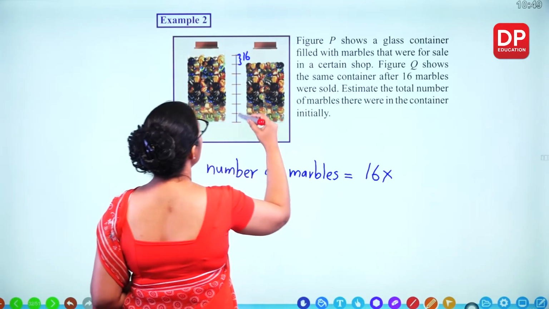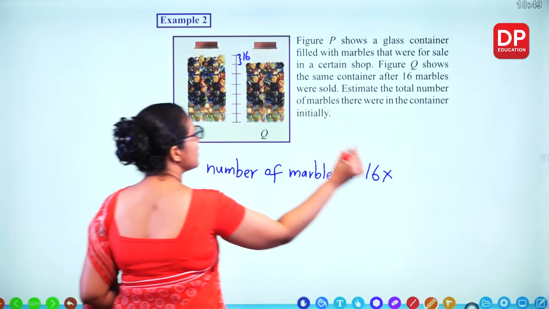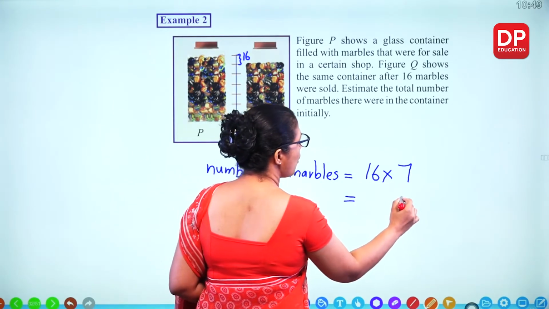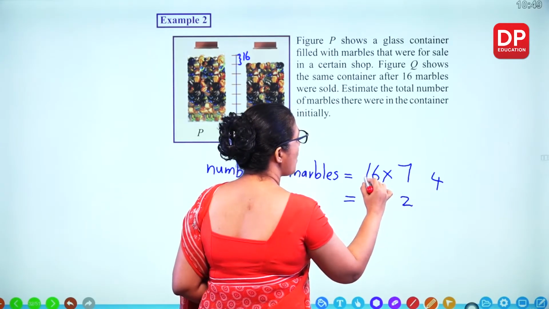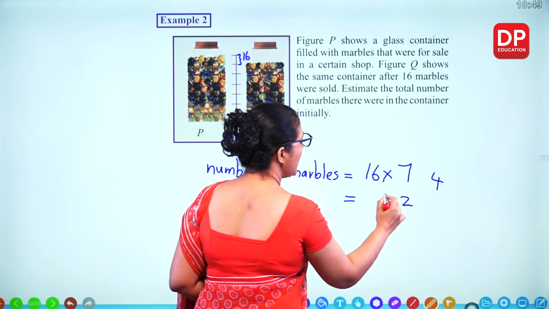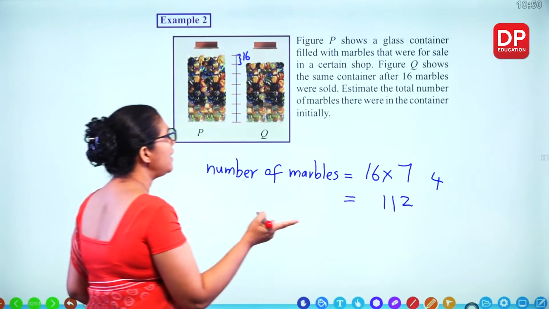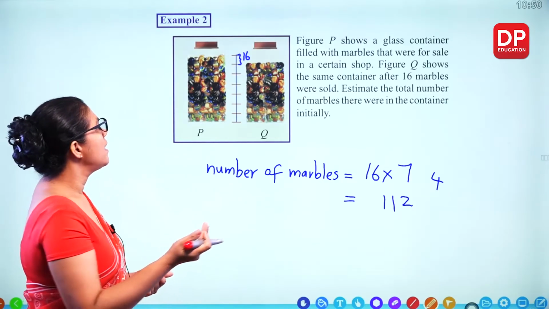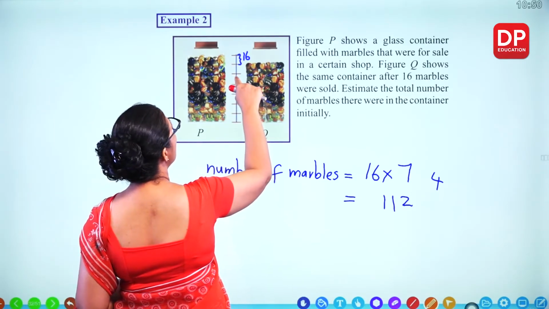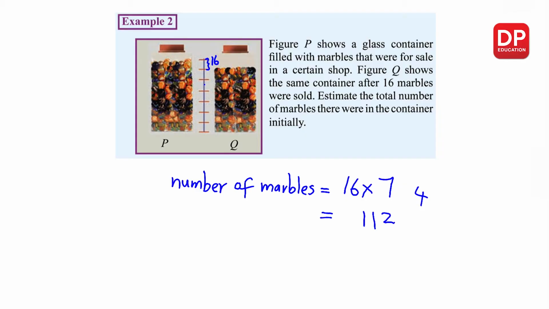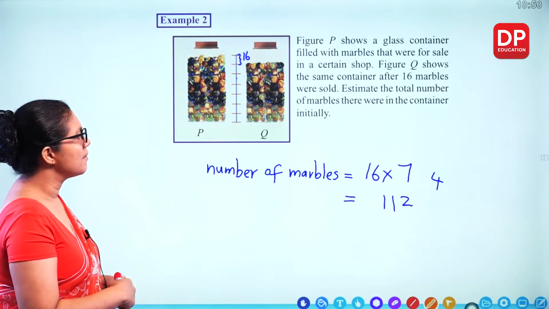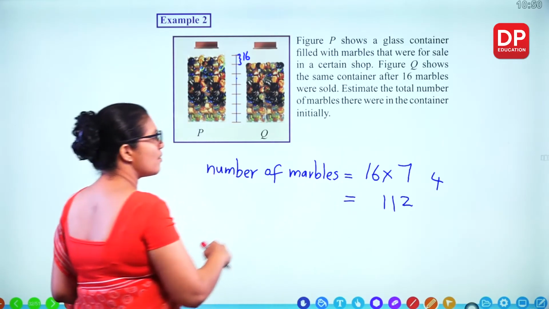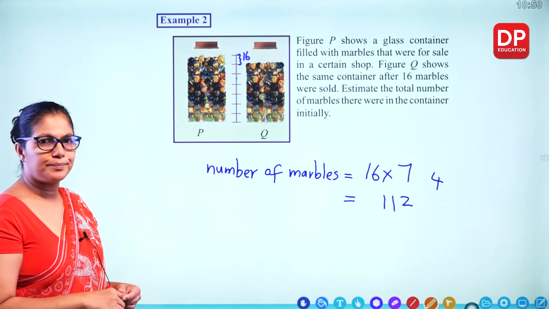16 times 1, 2, 3, 4, 5, 6, 7. 16 times 7. 7 times 6, 42. 7 times 1, 7 plus 4, 11. Or you can estimate 16 to 20. 20 times 1, 2, 3, 4, 5, 6, 7. 20 times 7, 140. But we know that there are 7 parts with 16. You can do 16 times 7.